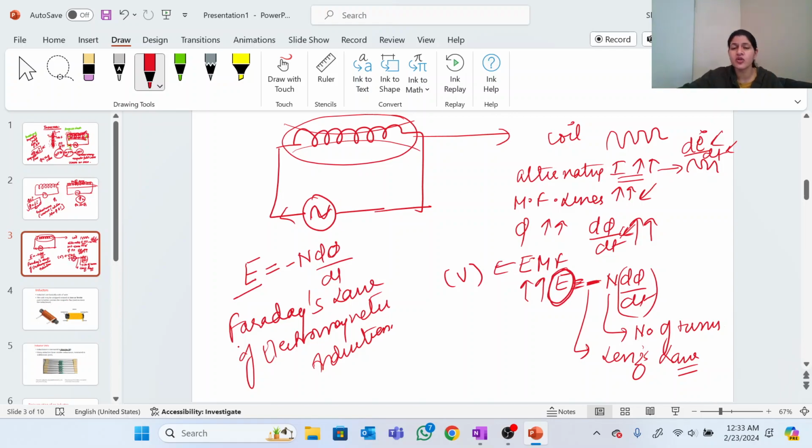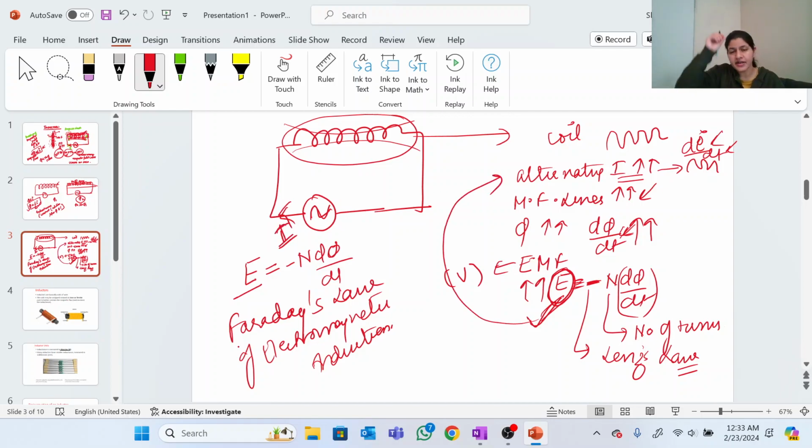This is what Lenz's law is: wherever we are applying Lenz's law, that particular quantity is opposing its own cause. So here that quantity is EMF E, and it will oppose or negate its own cause. And what is the cause of this EMF? The cause of this EMF is this current, this alternating current.